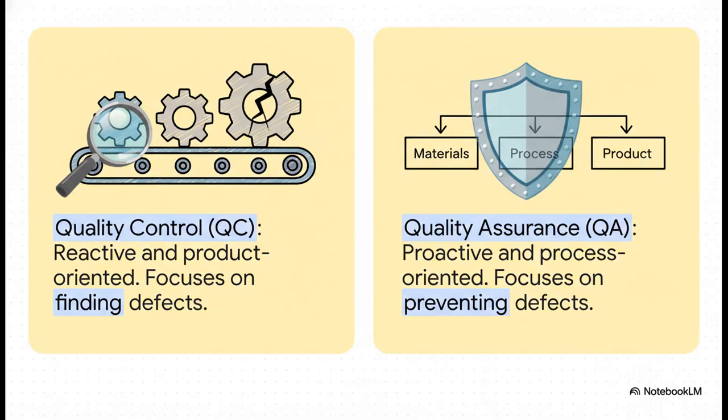I love this comparison. Think of it this way. Quality control, or QC, is kind of like being a firefighter. You're reacting to problems, running around putting out fires after they've already started. But quality assurance, QA, is like being the fire inspector. You're proactively checking the building's design to make sure fires don't start in the first place. Your report has to show you get that crucial difference.